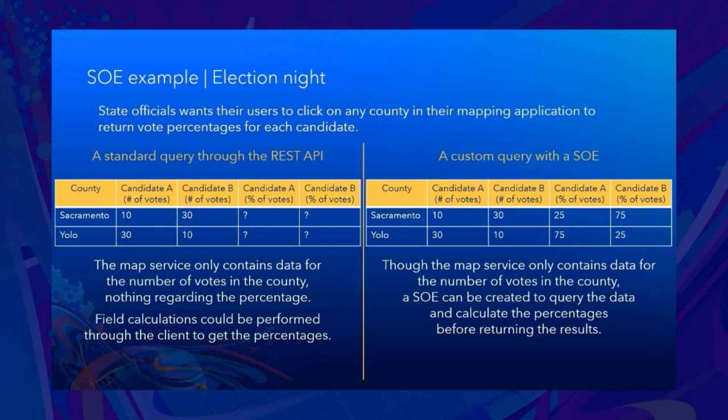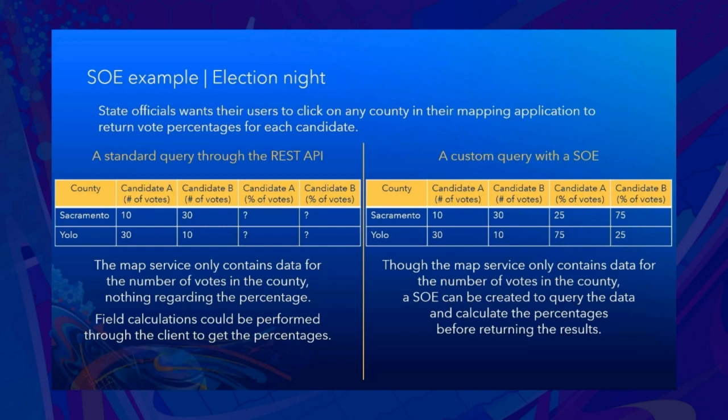So how does one even go about doing this, though? Well, you could use a standard query through the REST API. The map service being updated, though, only returns the county name and the number of votes for each of the two candidates, candidate A and candidate B. You can see this on the left table. Now, there aren't any fields regarding a percentage, and even if there were, field calculations would have to be performed. Now, this is something that the client could do, but at what cost?